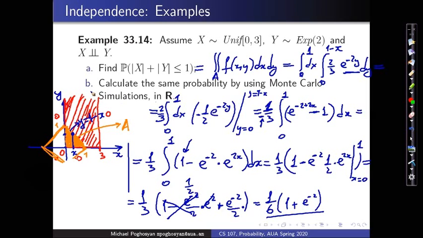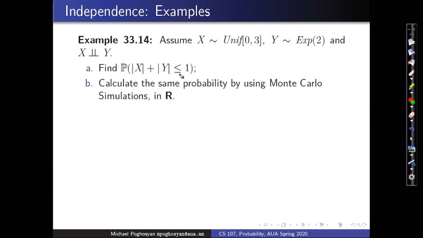Okay, so part B is saying calculate the same probability by using Monte Carlo method simulations in R. So x is uniform on 0 to 3, y is exponential with parameter 2. And I know that x and y are independent, so I want to calculate this probability that the absolute value of x plus the absolute value of y is less than or equal to 1. So how am I doing that? First erasing this. Now I will generate random numbers from uniform, then independently random numbers from exponential 2.